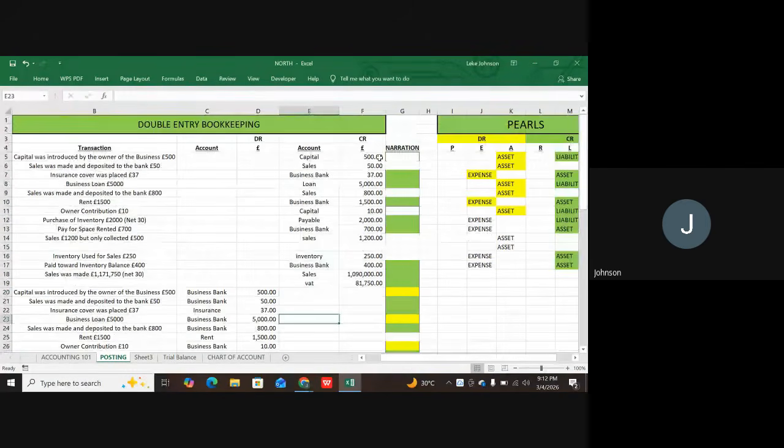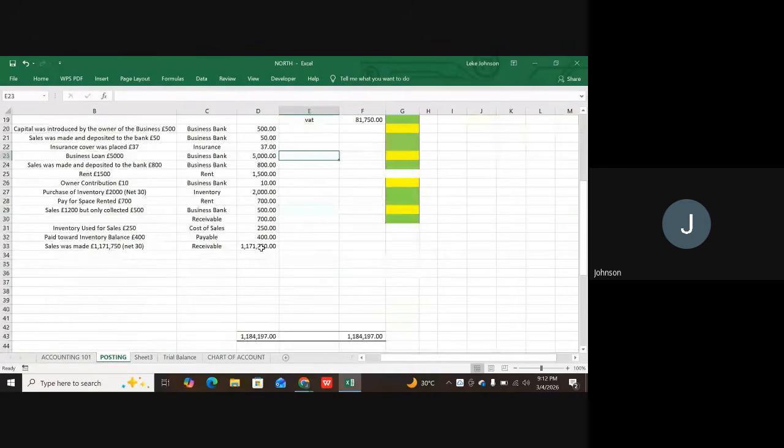Now we have something like this. We have our credit separate, we have our debit separate. We've not done anything wrong. Everything is still the same. Are we together? Yes, sir. We are together. Is it making sense? Yes, sir.